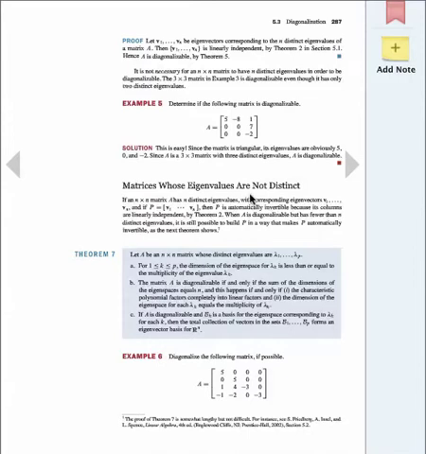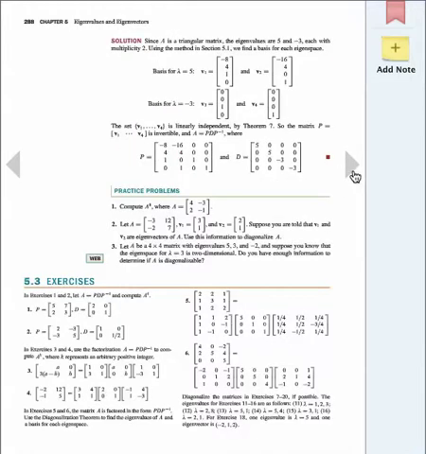This blurb, matrices whose eigenvalues are not distinct, and Theorem 7 is really the key to understanding diagonalization. I would read through this theorem very carefully, and I would go through the accompanying example number 6, and I would try to figure out what that means in terms of what you're looking for to determine whether a matrix is diagonalizable.